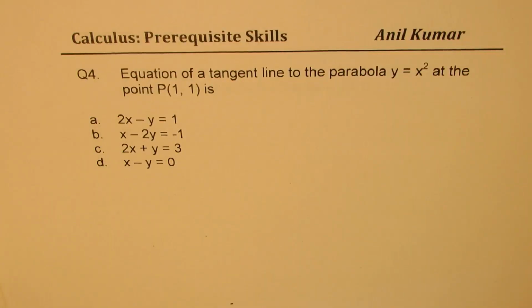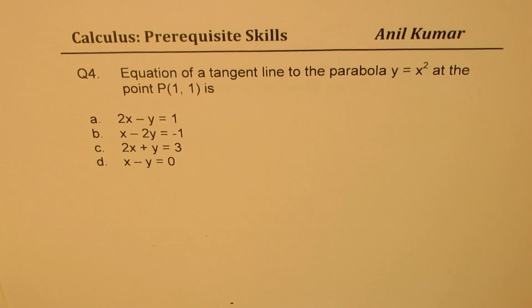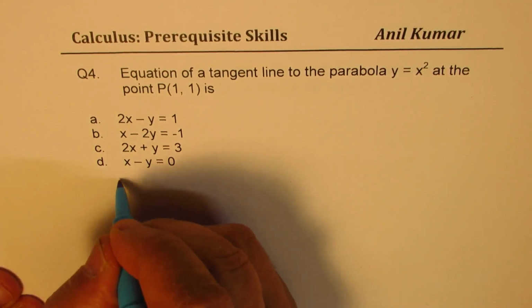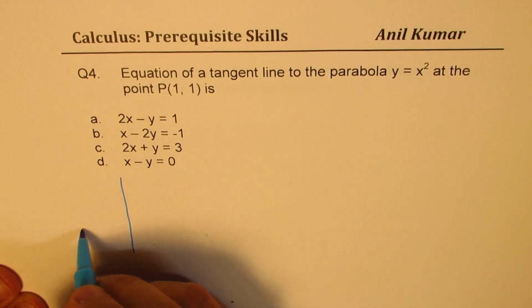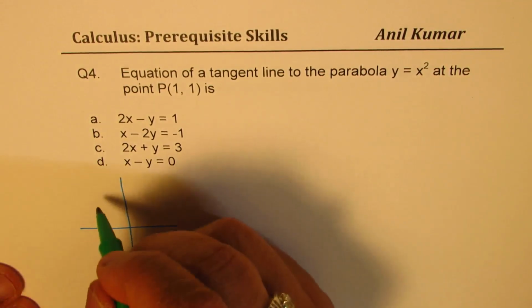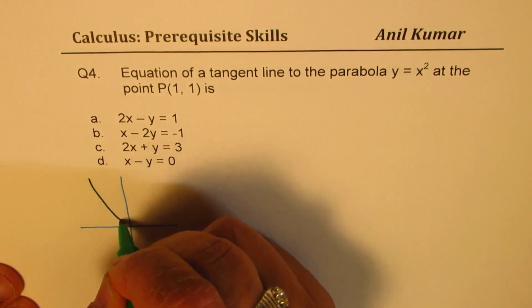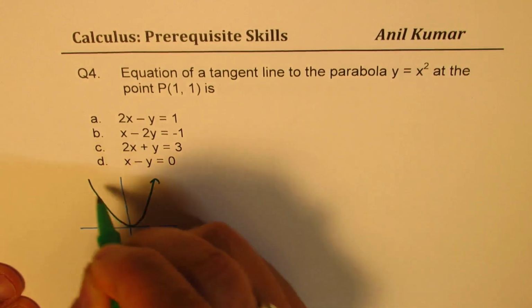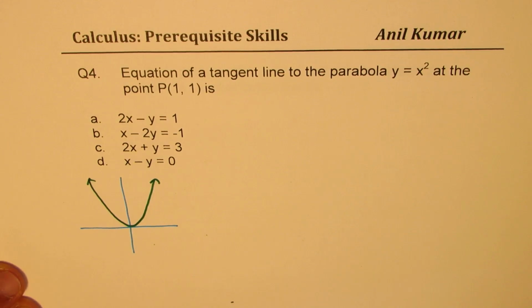Question number 4. Equation of a tangent line to the parabola y equals x squared at point P, 1, 1, is what? Now let's try to understand the basic concept, and then we'll provide you with the solution. So this is my parabola y equals x squared. It is symmetric about the y-axis.